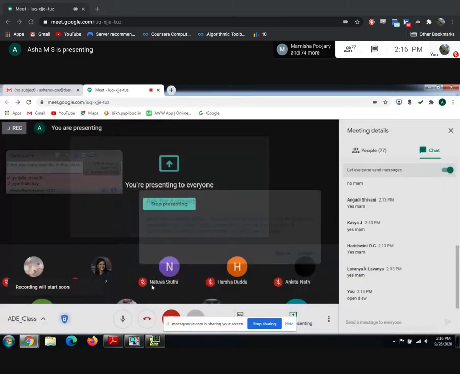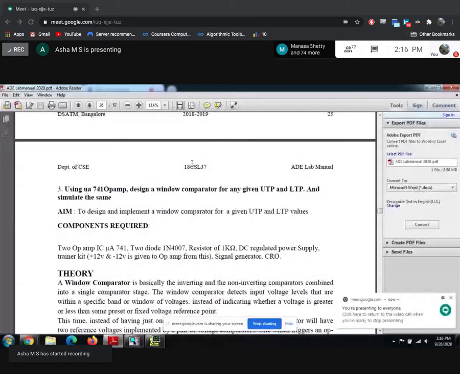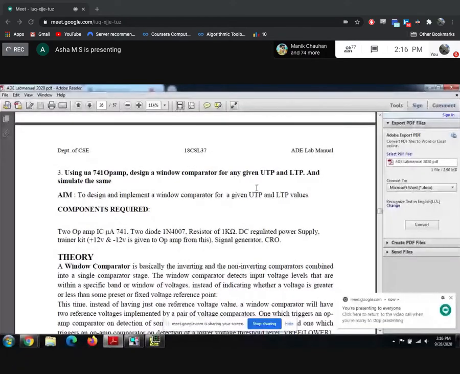Also, this is the last experiment of your analog electronics. In this experiment, using the UA741 op-amp, design a window comparator for any given UTP and LTP and simulate the same. We already studied in the theory what a comparator is, right? The comparator name itself suggests we are going to compare two voltages. Here, the two voltages given are UTP and LTP.